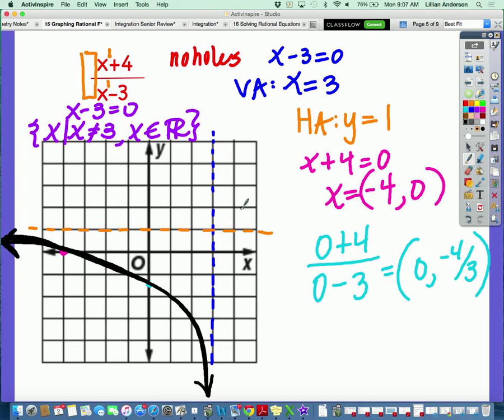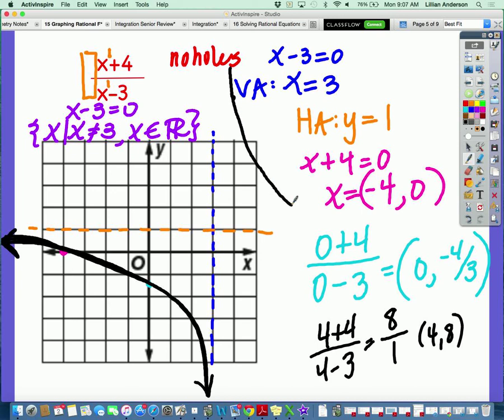Now, if you don't believe me, you could always plug in a point to the right of the vertical asymptote, such as 4. When I plug in 4 into that equation, I'll have 4 plus 4 over 4 minus 3. What's 4 plus 4? And 4 minus 3? So the point (4, 8) is a point that's on my rational function, which is right in this area. So yes, here is the other branch.